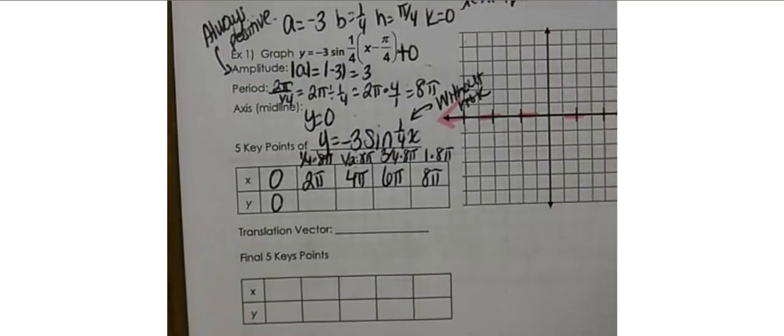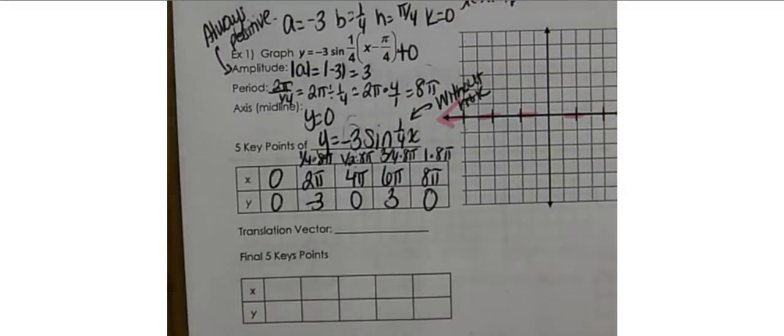And now since this is a reflection, instead of going 0 up, 0 down, 0, I'm going to go 0 down to my a value, which is -3. Back up to 0, then up to +3, then back down to 0. So 0 down, 0 up, 0.